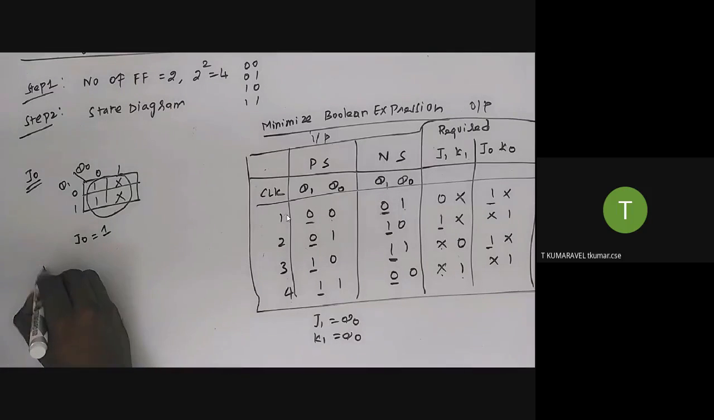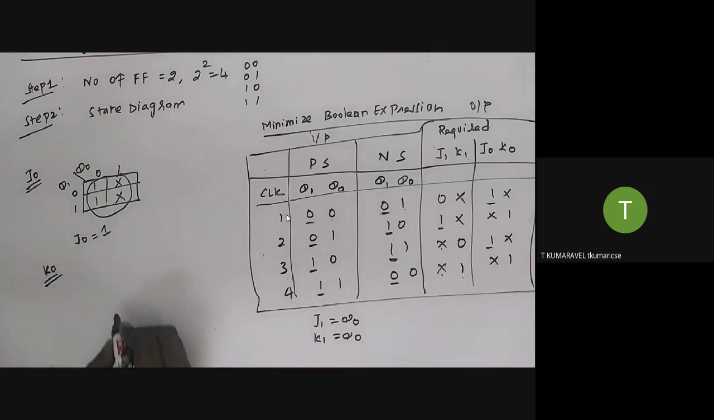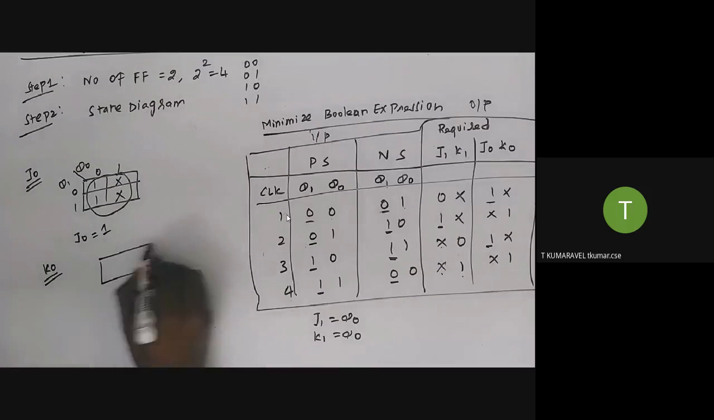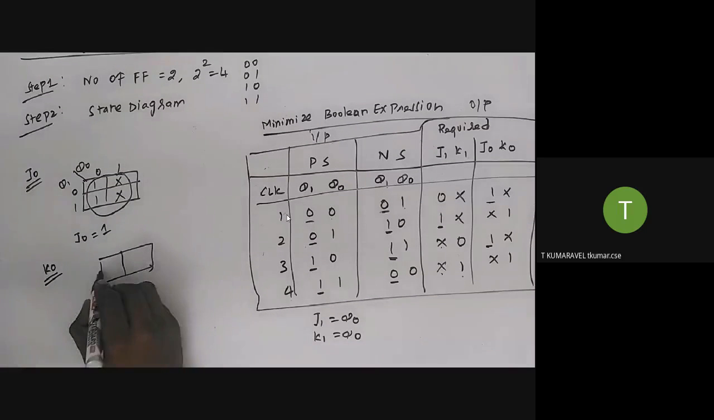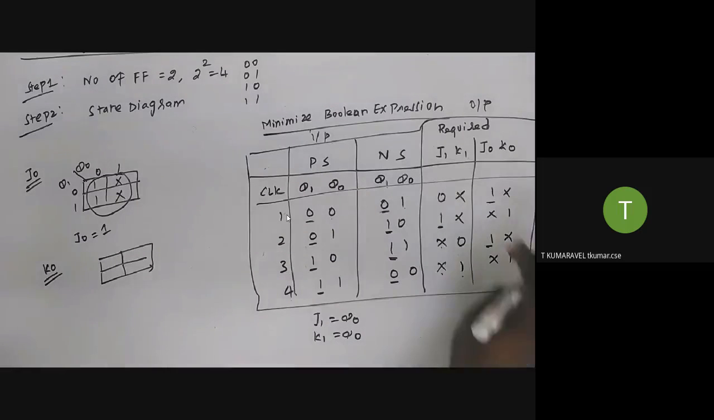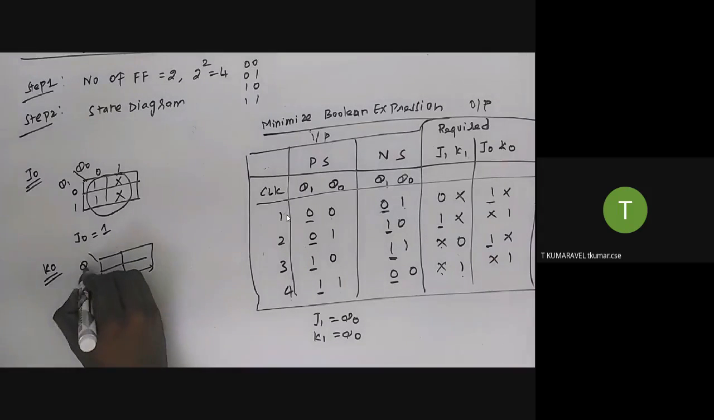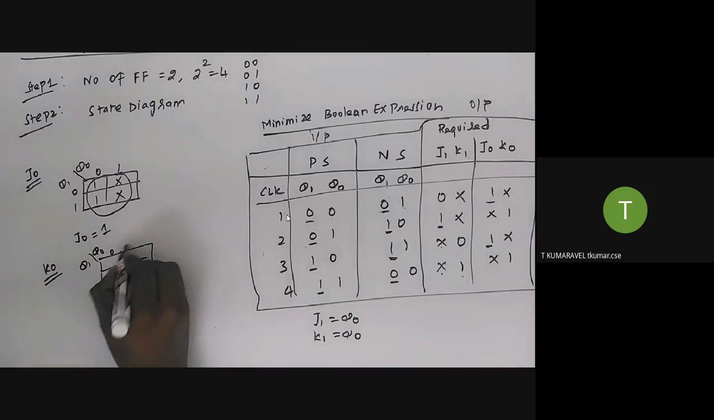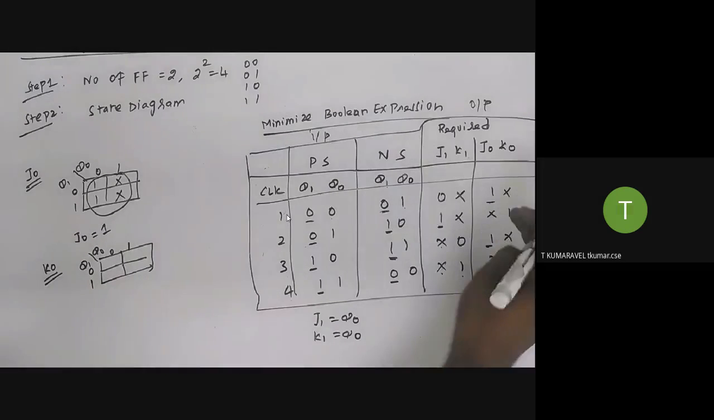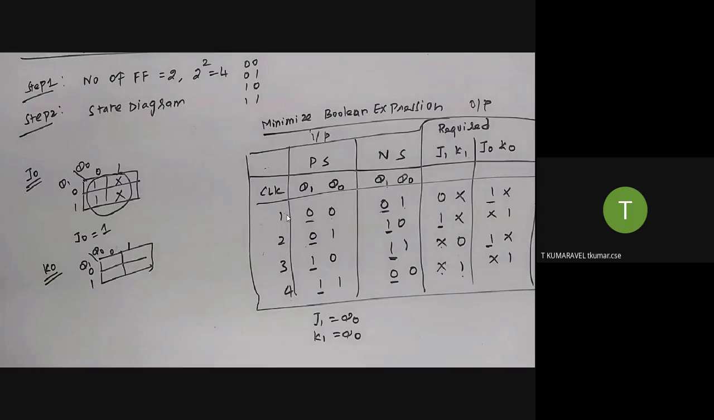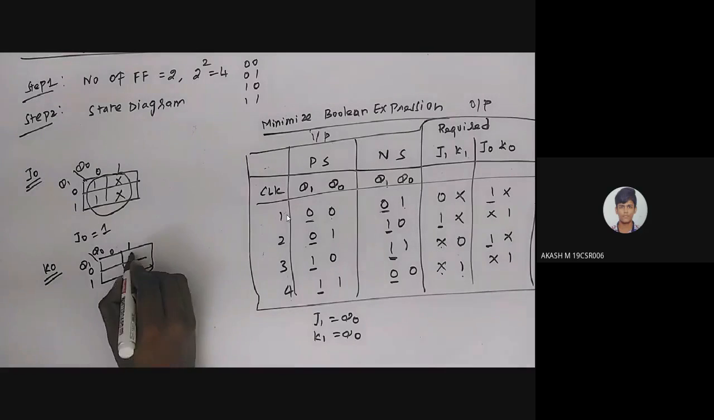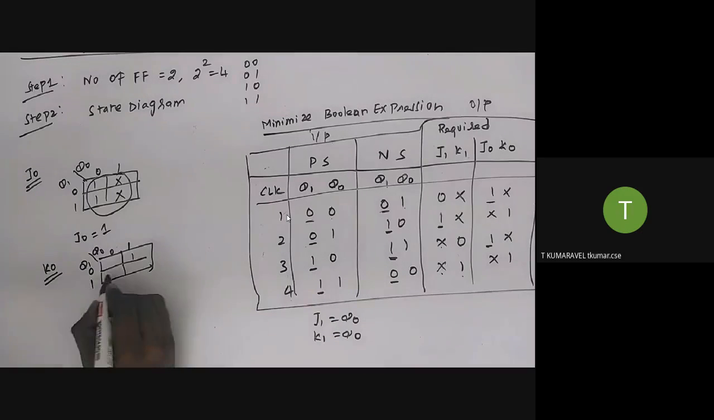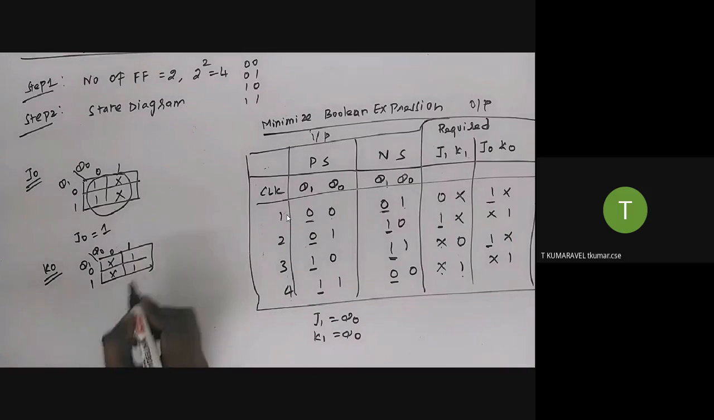Yes, sir. Okay, what about K0? We should apply the same procedure. Anyone tell what the answer is? If you look at the values, you can easily tell the answer. So 1 1, and in the rest of the positions, what happened? The don't care condition is available. Am I correct? Answer is 1. Don't care condition. The answer is K0 equal to 1.